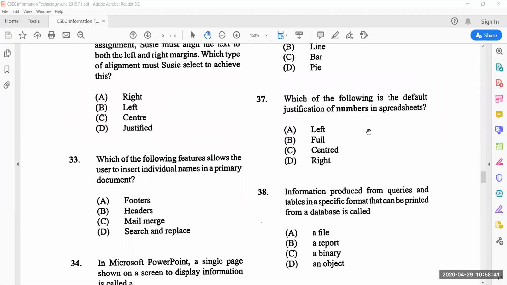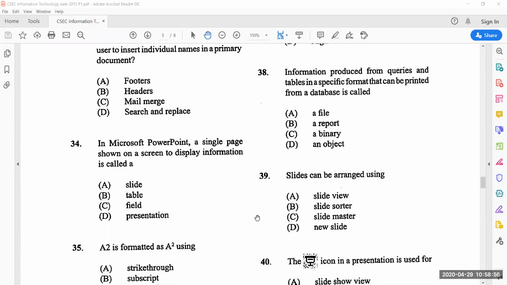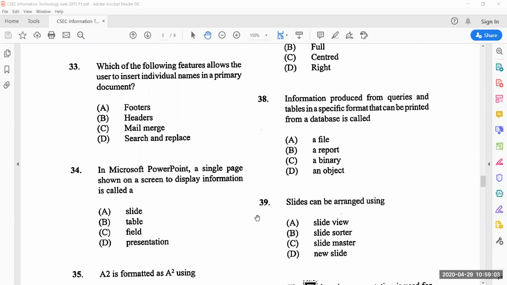All right, 37. Which of the following is the default justification of numbers in a spreadsheet? D, right. Correct. The right justification. As I said before, to test this, you can open up a spreadsheet and type in some numbers, and you'll see it will be right aligned.